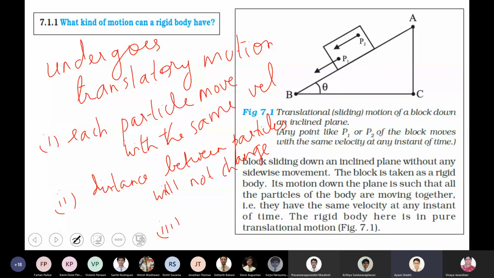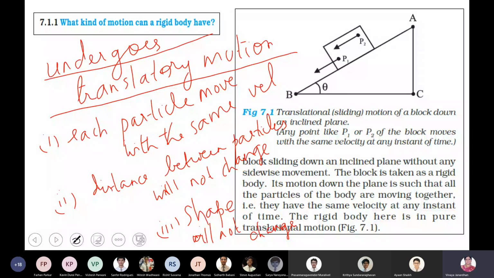These points you have to write under what kind of motion a rigid body can have. It undergoes translatory motion. Translatory motion means moving from one point to the other point. So when a body has to move from one point to the other point, it can be a straight line path or it can be a curvilinear path.